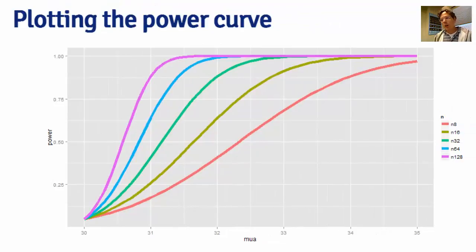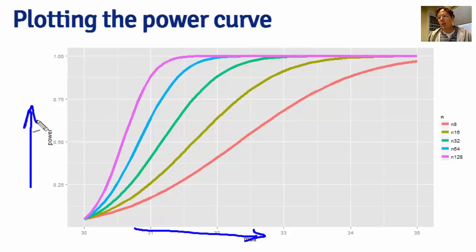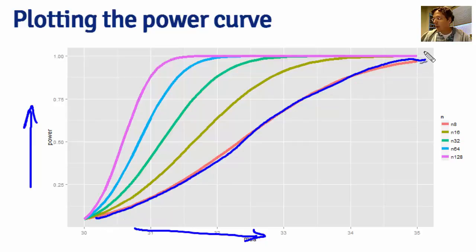So here I'm plotting the power curves, which is the power as a function of mu a, as n varies by color here, and as we head to the right on this plot, so as we head along this axis, that's mu a getting bigger, and this axis is power. Okay, so let's take a specific one of these lines and look at it. So this line right here is the power when n equals 8.